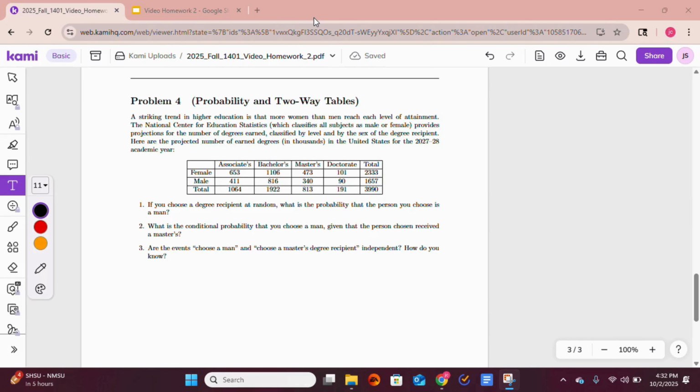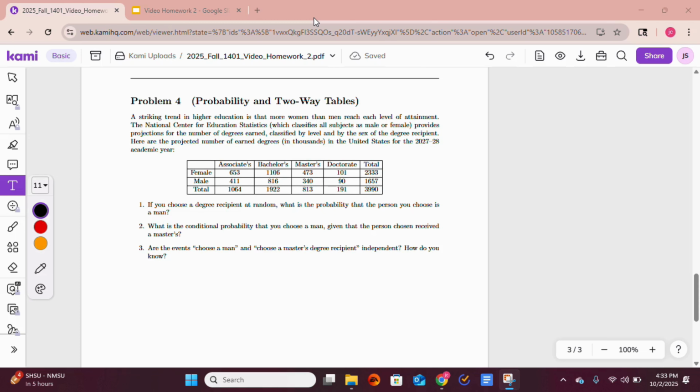Now that we have completed all the questions from problem 3, we can move on to our last problem, problem 4. This one tells us a striking trend in higher education is that more women than men reach each level of attainment. The National Center for Education Statistics, which classifies all subjects as male or female, provides projections for the number of degrees earned, classified by level and the sex of the degree recipient. Here are the projected number of earned degrees in thousands in the United States for the 2027-28 academic year.